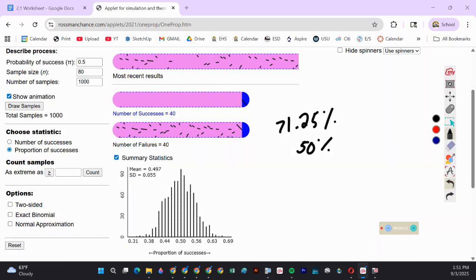Okay. So write down the average of the histogram, which in this case is 49.7%. So I ended up with 49.7%. And the standard deviation is 5.5%. Okay, what does the average mean? After playing a large number of games, you should expect your probability to be around this. So after playing many, many rounds of 80 guesses each, the average should be around 49.7%.